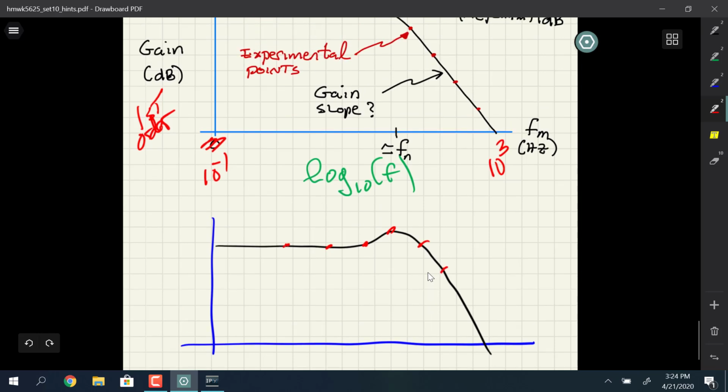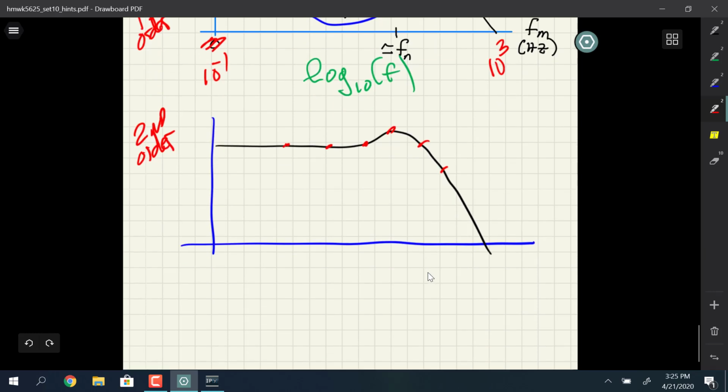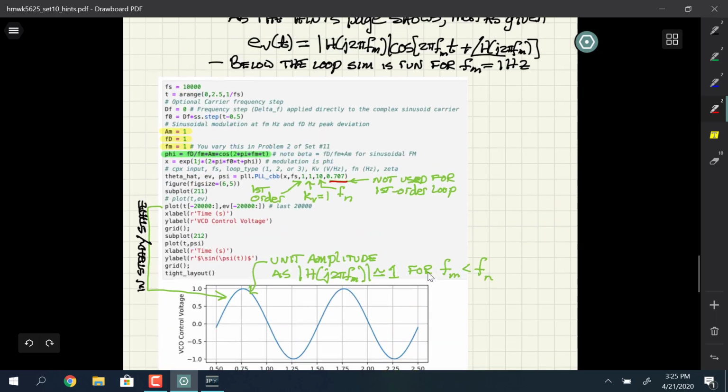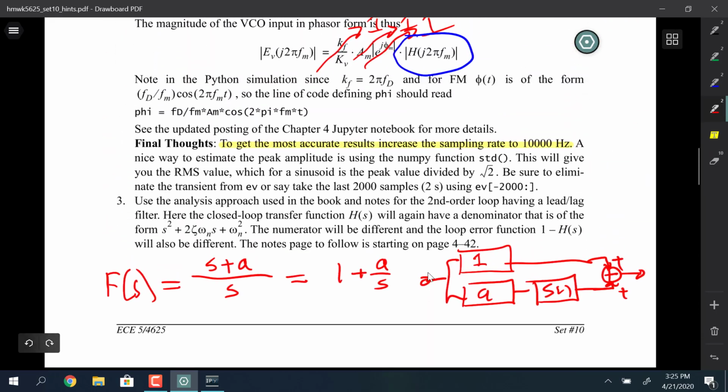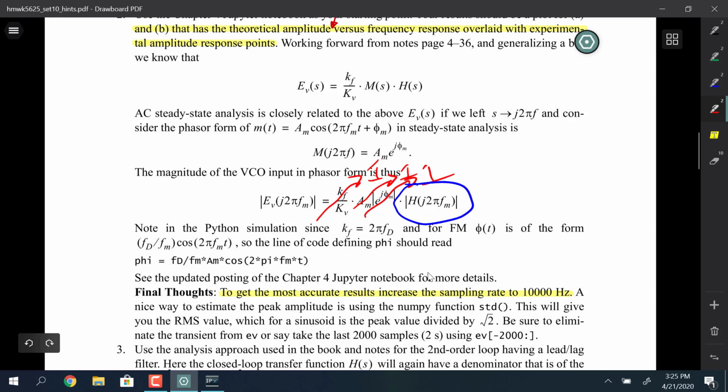And like I say, right up here in the first order loop case, the gain slope corresponds to a first order loop, and then the question is what is going to be the gain slope when you have the second order loop. Once you look at H of s, though, you'll know what you should be seeing, and that's up here in the real hints that I typed out.